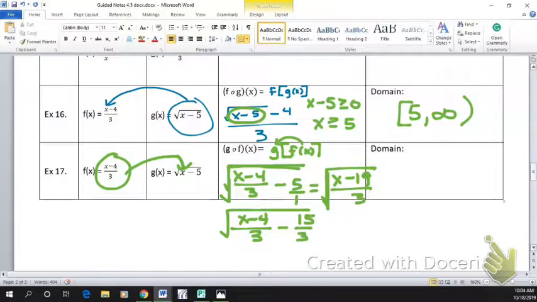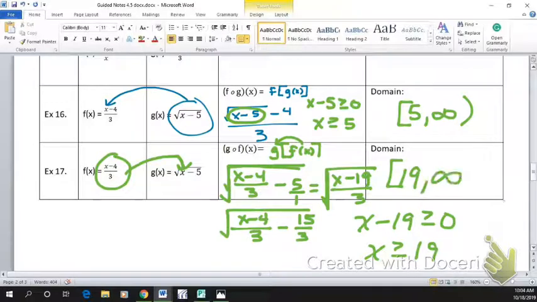Okay, so I need to worry about what will make this thing come out negative. Do I need to worry about the denominator at all? There's no x's down there, so I can kind of ignore that, right? So my x minus 19 has to come out to be a positive number. So x is going to be greater than or equal to 19 if I move the 19 over. So that means my domain is anything from 19 over.